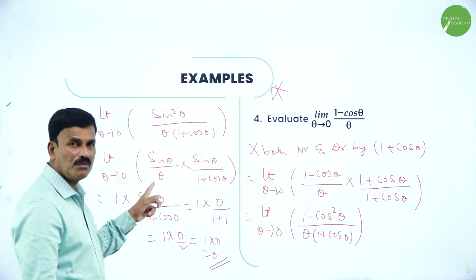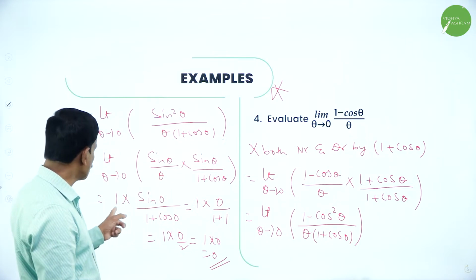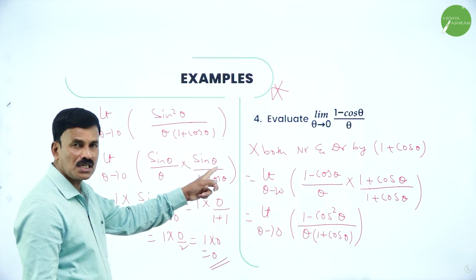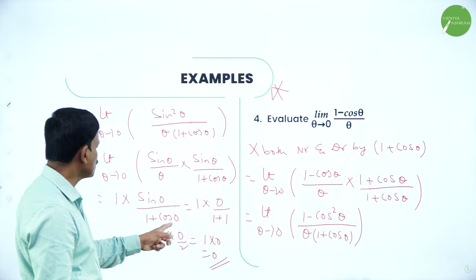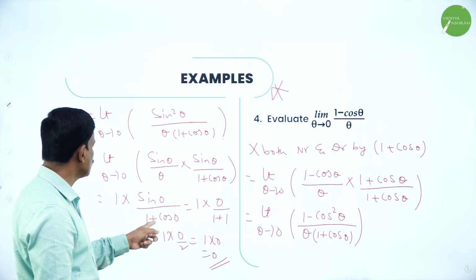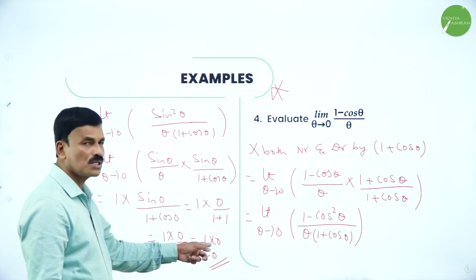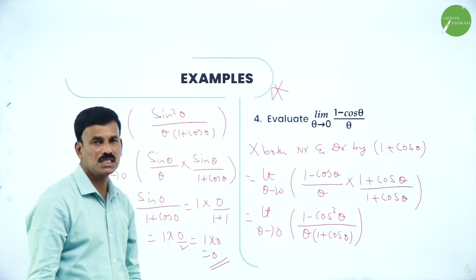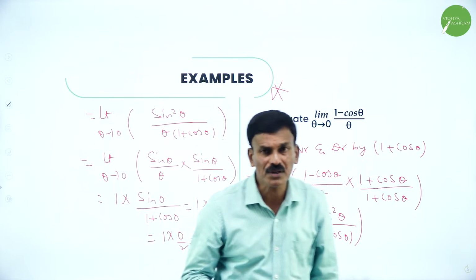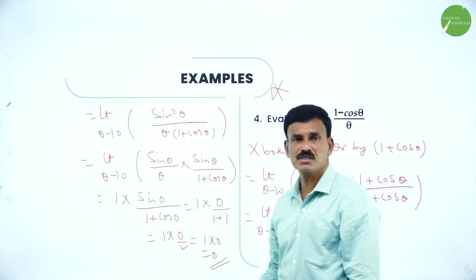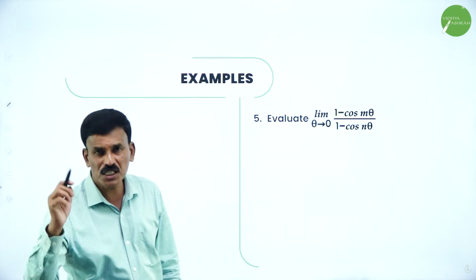Now if you apply the limit for this, sin theta by theta is equal to 1 into, if you put theta is equal to 0, sin 0 divided by 1 plus cos 0. 1 into sin 0 is 0, 1 plus cos 0 is 1 plus 1, which is 2. 0 by 2 is equal to 0, into 1 is equal to 0. The simplified answer for this is 0. That's it. Now let us come to the next problem.